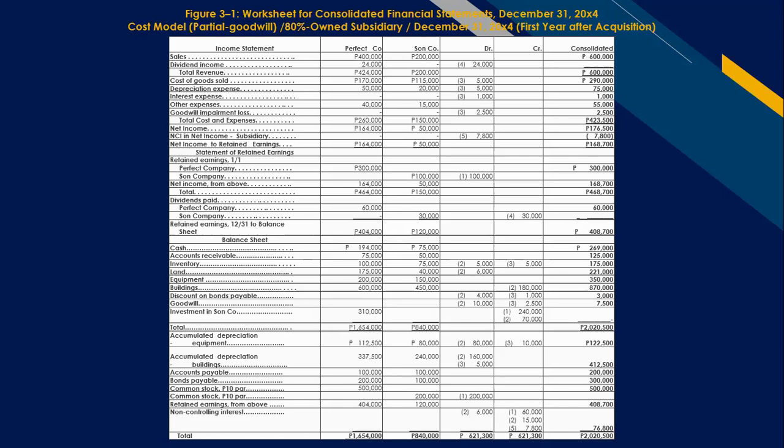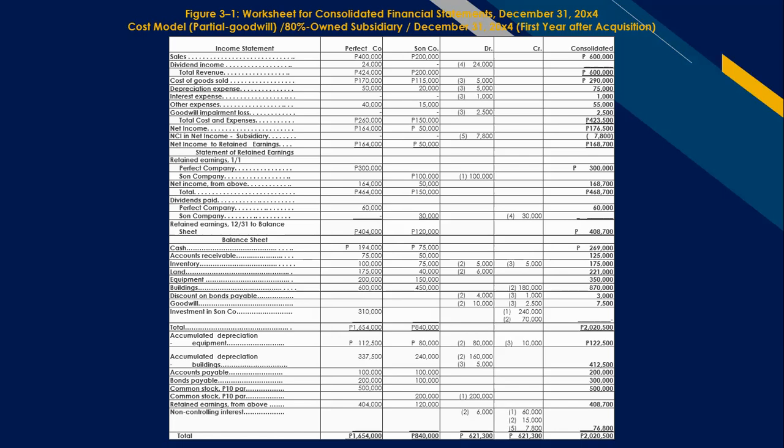So take note, that's number 4, and we credit dividends paid by Sun Company in the amount of 30,000. But here, we have the non-controlling interest in the amount of 6,000, while the dividends paid equal 30,000. That's number 4. The dividend income of the parent is 24,000. Now we are eliminating it.